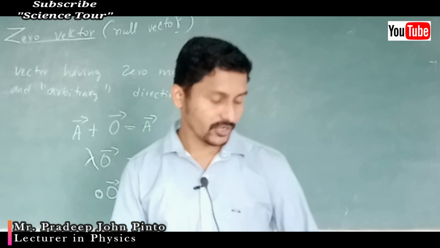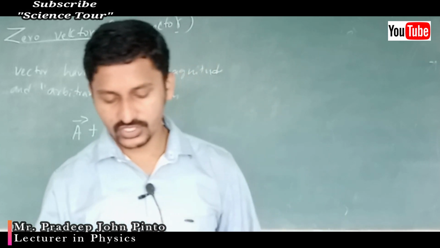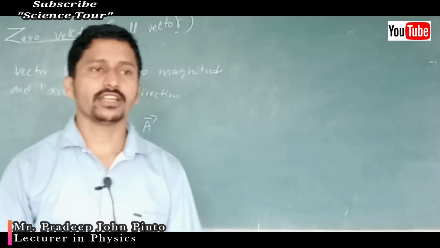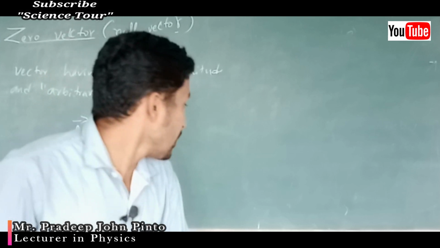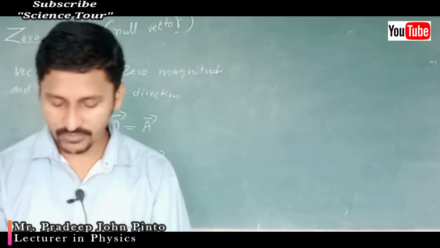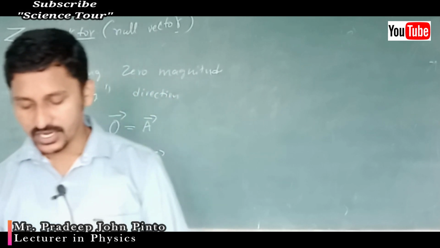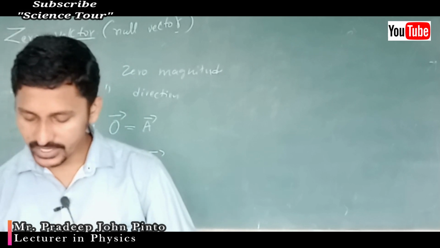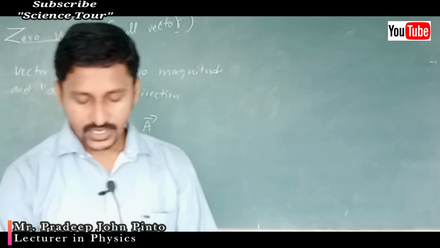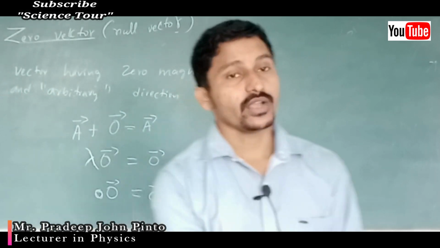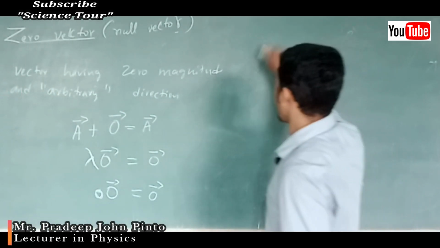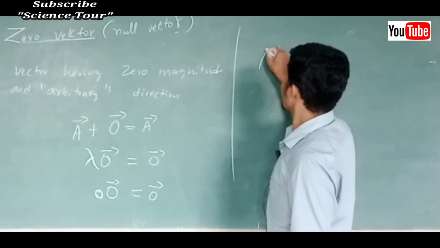These are nothing but properties of null vector, and also these are nothing but types of null vector. Then how can I represent a vector? Vector is always represented in this way, in mathematical form.